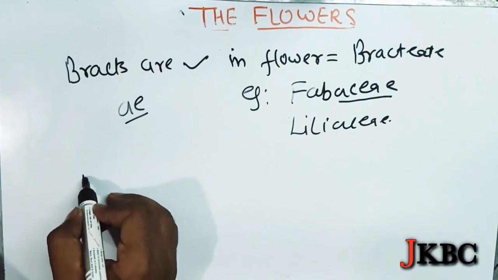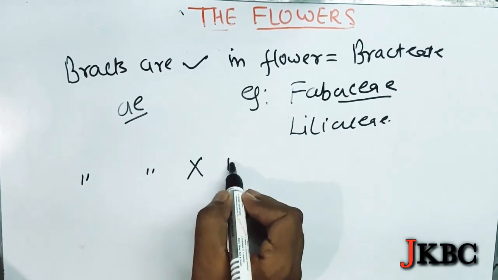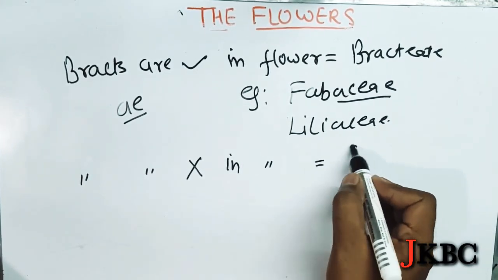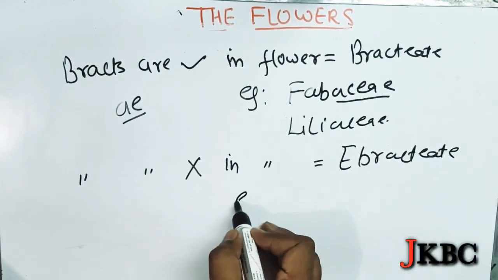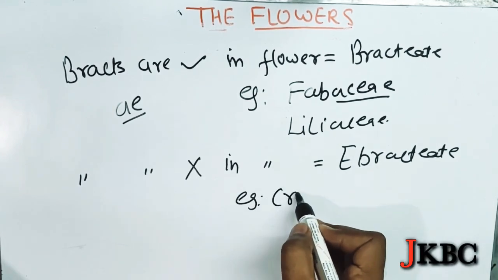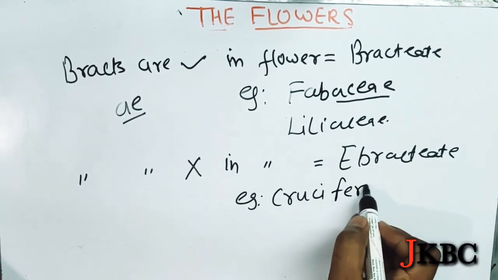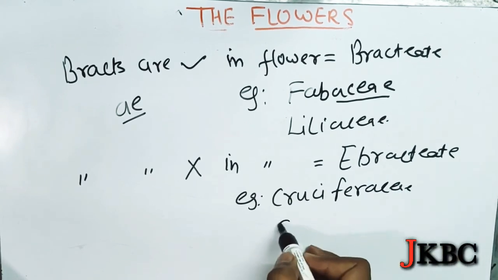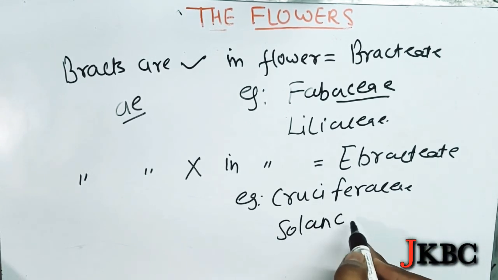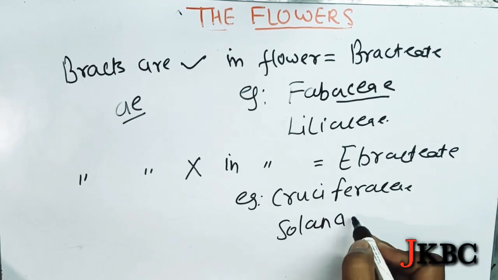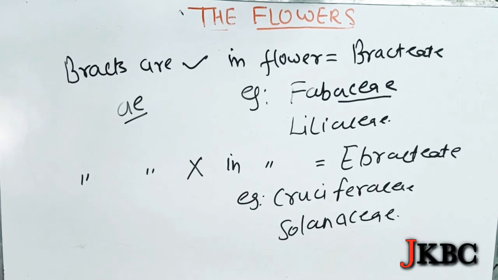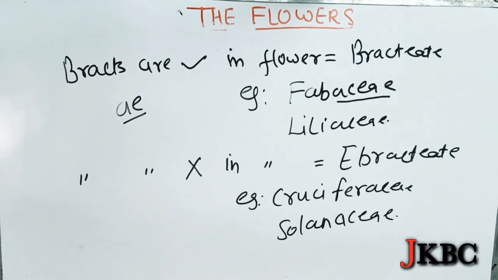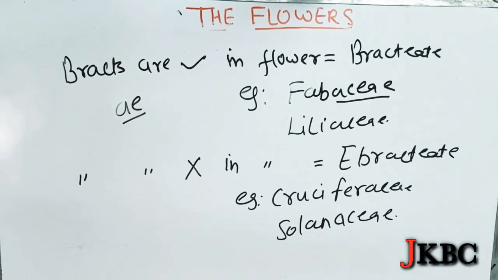Now, if bracts are absent in the flower, then it is called ebracteate. For example, Cruciferaceae. Another example is Solanaceae. All four examples are important for your exams. So you read all these, whether bracts are present or bracts are absent.